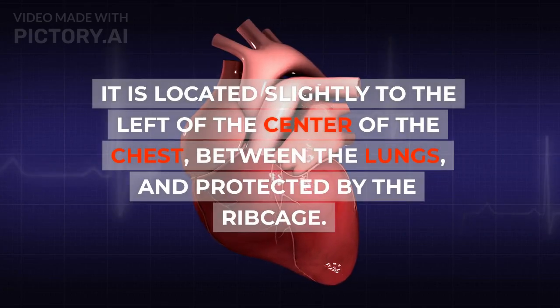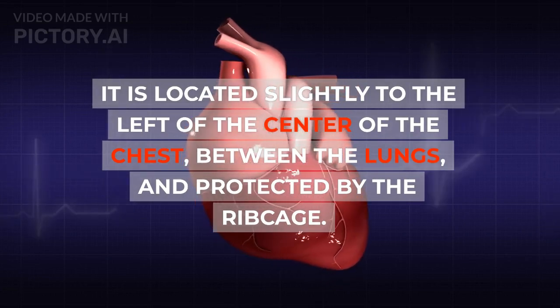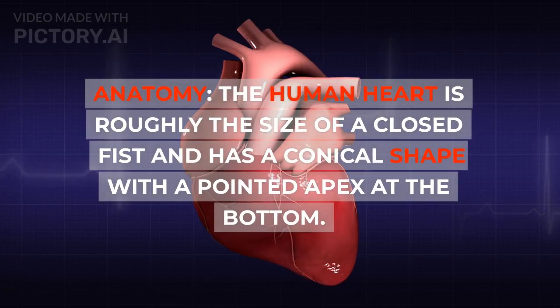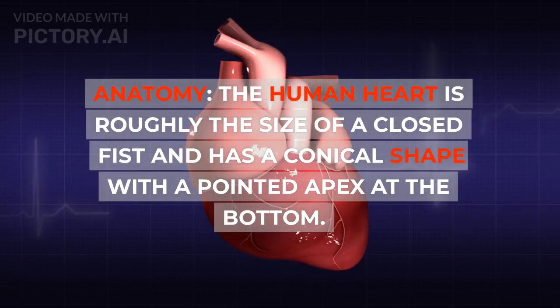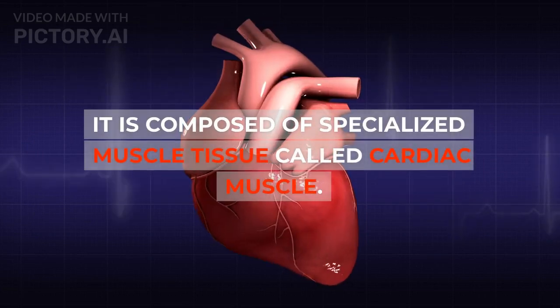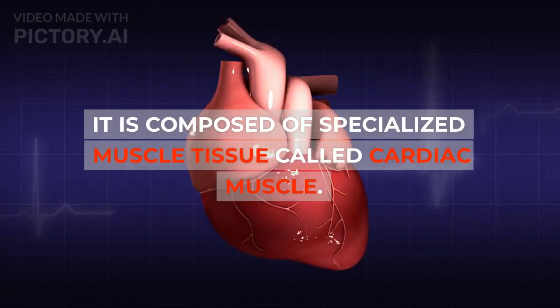It is located slightly to the left of the center of the chest, between the lungs, and protected by the ribcage. The human heart is roughly the size of a closed fist and has a conical shape with a pointed apex at the bottom. It is composed of specialized muscle tissue called cardiac muscle.